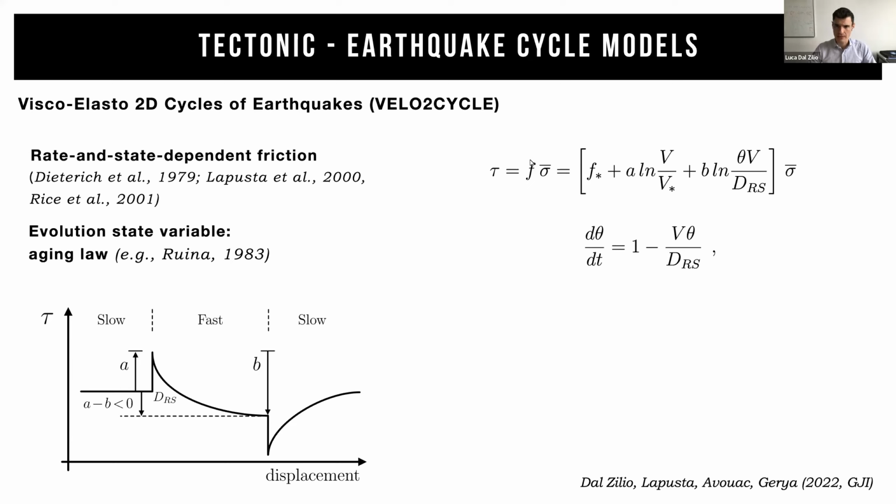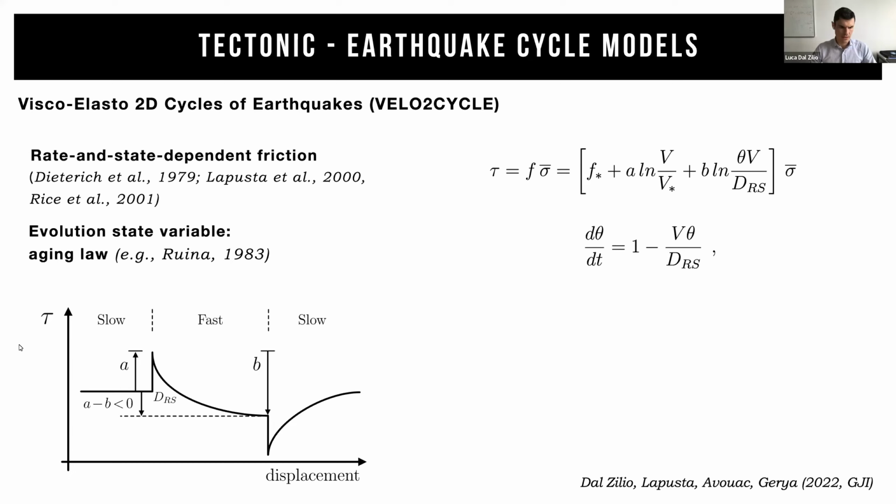When we expand this term F, we can obtain this equation where we have a reference friction, and then we have these A and B parameters, which are derived from the lab. Then we have the logarithm of V over a reference velocity, where V is the sliding velocity. And then we have theta, which is a state variable, divided by a characteristic slip weakening distance.